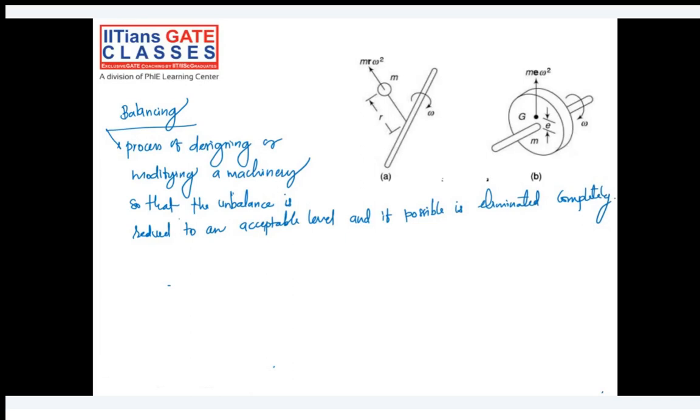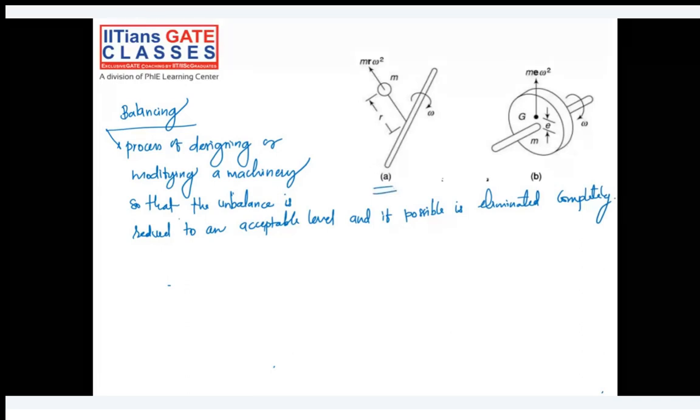Look at figure A here, which I have shown. We have a particle of mass m moving in a circular path. If it is moving in a circular path, a centripetal acceleration will be experienced by this mass, and the force required to produce it, the balancing force for this, will be m r omega square, which acts in the outward direction of the rotation. We call it a centrifugal force, m r omega square.